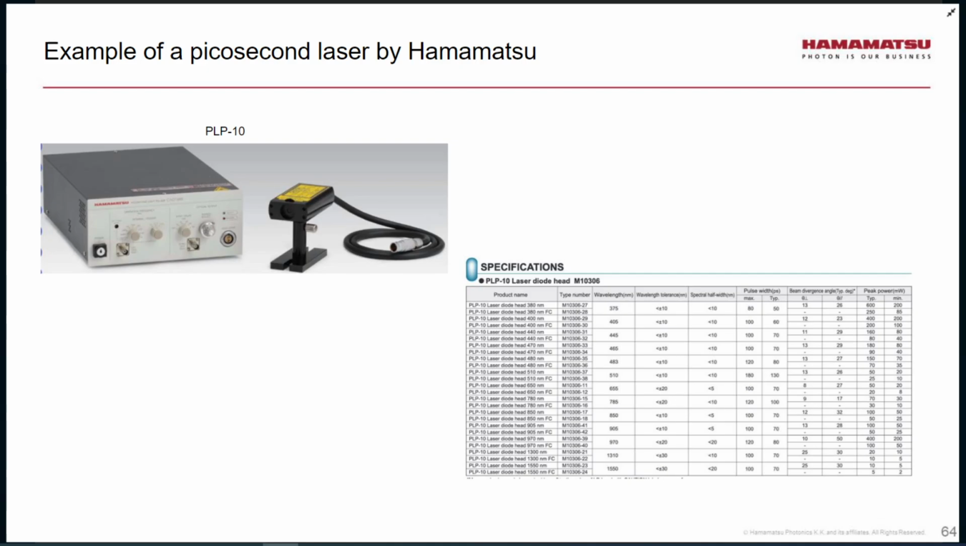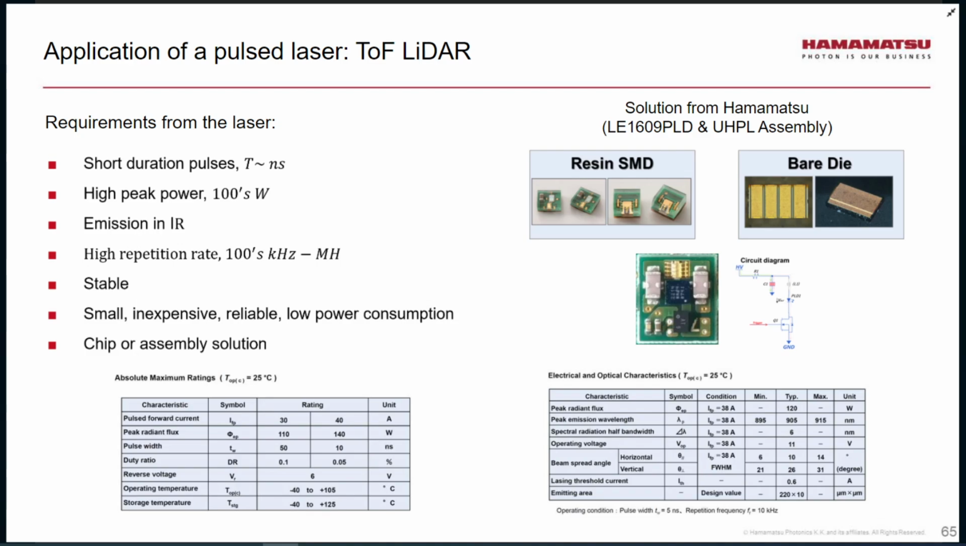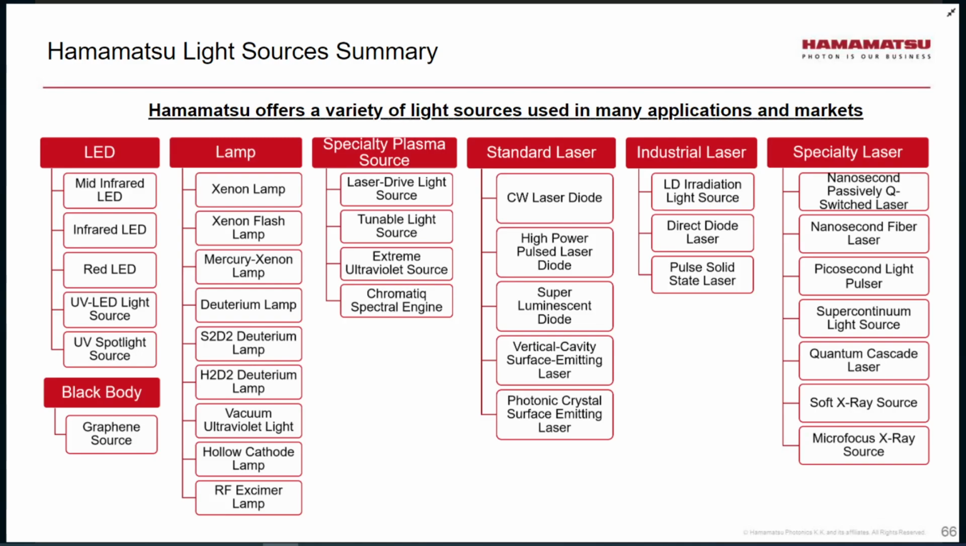And to finish this topic, here's an example of a picosecond laser by Hamamatsu, and I would like to mention one important application, or again, time-of-flight LiDAR, automotive LiDAR. In one concept, would like a laser to produce short duration pulses, maybe not femtosecond, but under tens of nanoseconds, but would like these pulses to be with peak power of hundreds of watts and emission in IR. And on the right-hand side of the slide, you see a possible solution to this requirement offered by Hamamatsu.